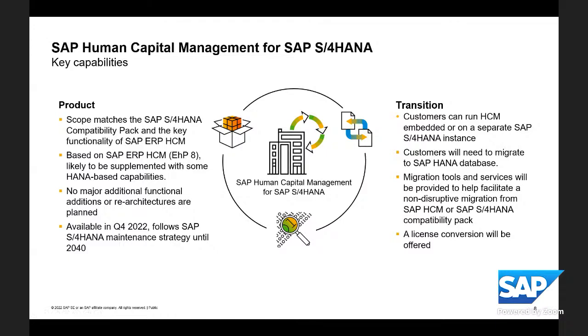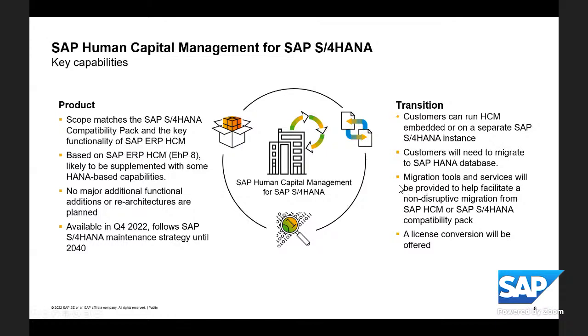Also, if you want to transition from your current ERP system into this S/4 solution, we call it, you can do it in so-called embedded mode, where you run HCM together with the S/4HANA system, or separated and link it via ALE. So the same deployment options are available also in S/4. Customers, for sure, will have to run a HANA database underneath, supporting the solution.